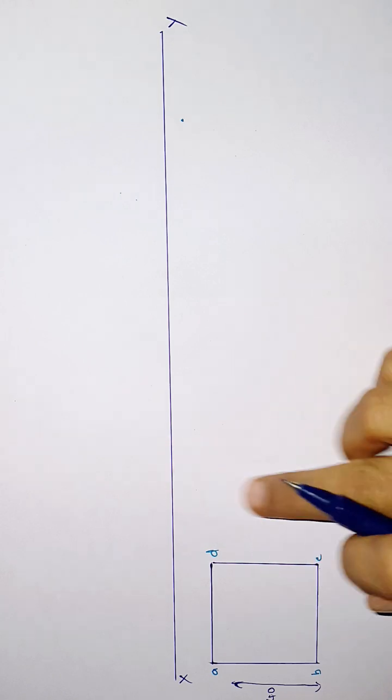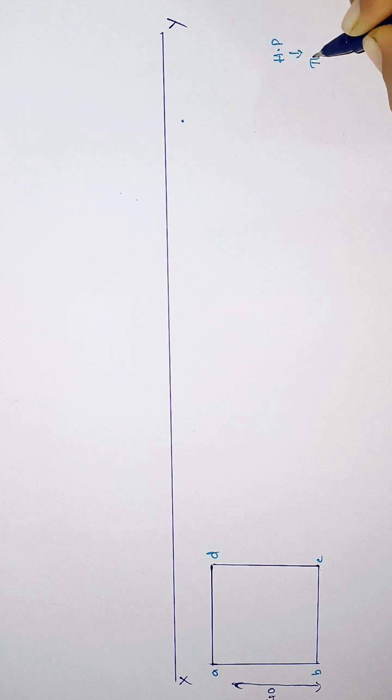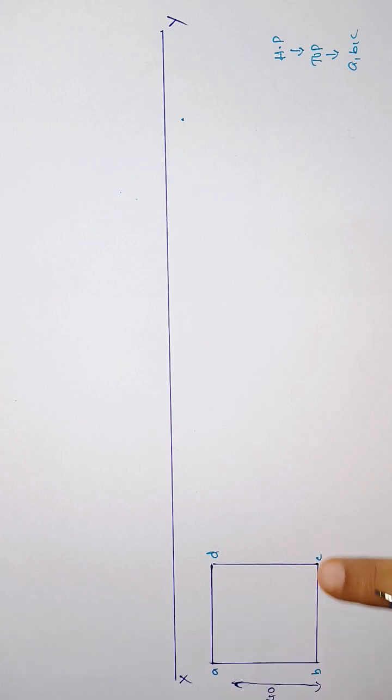This is the reference line downside. This plane is HP. HP is nothing but top views. So top view means you have to give the names A, B, C. That's why I am giving the square A, B, C, D. And the side is 40, 40, 40, 40. No need to mention every side. You only have to mention one side. That's enough.